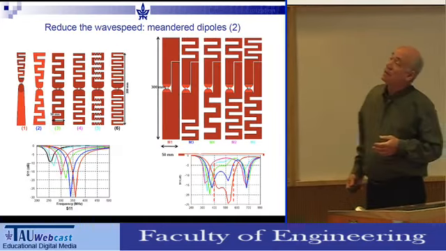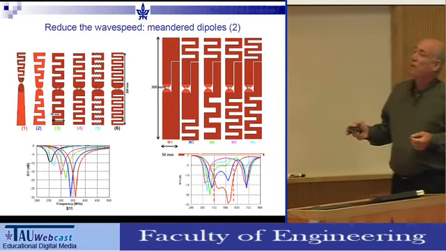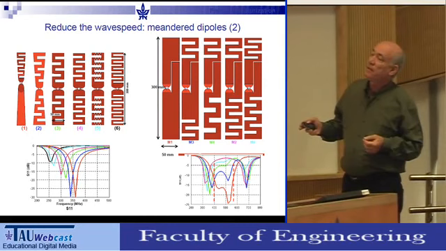These are other examples from the literature. Ohio State University. This is one way of meandering a dipole. You can still see the dipole. There's the dipole. This is one arm. This is the other arm.